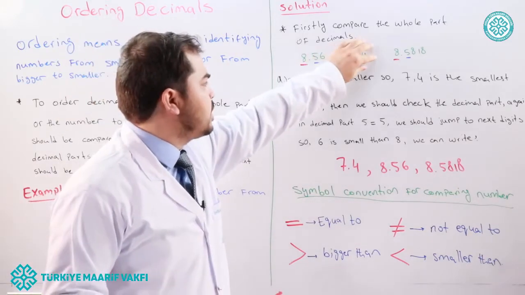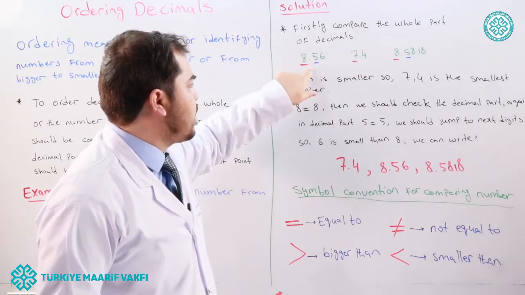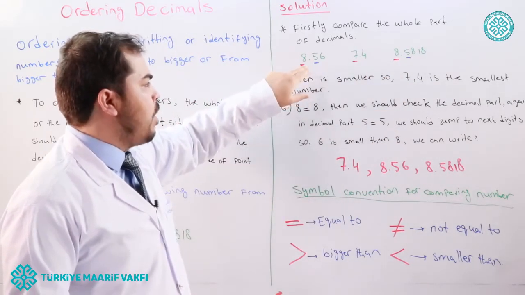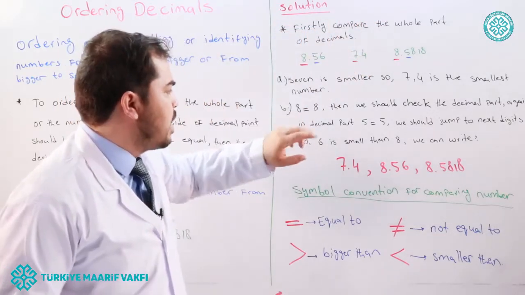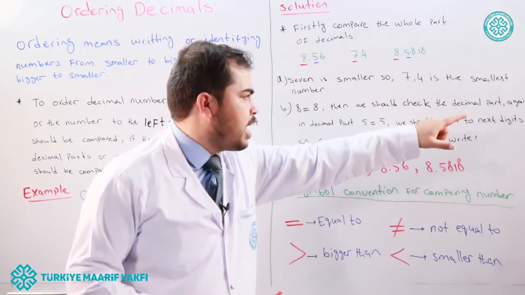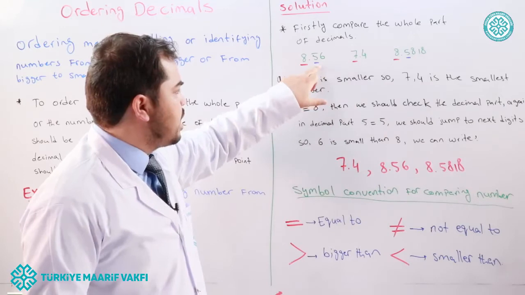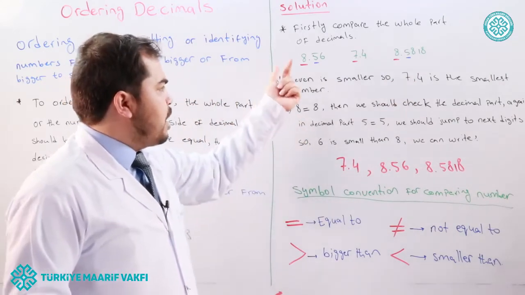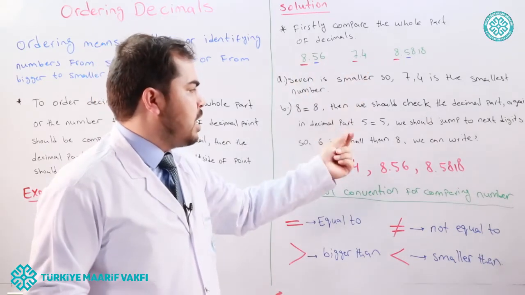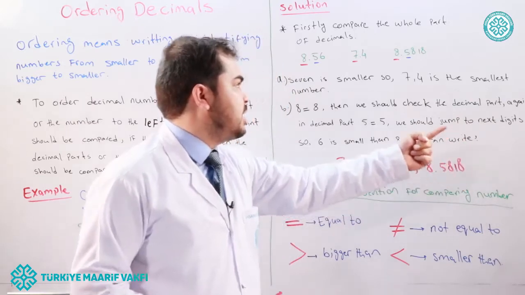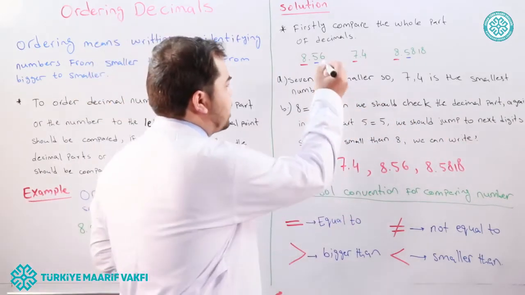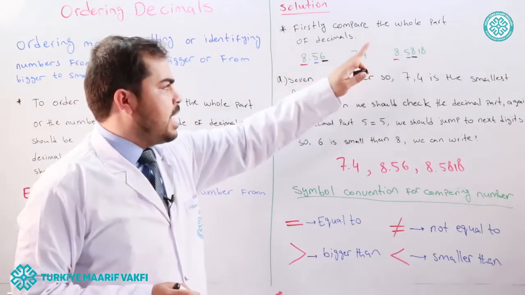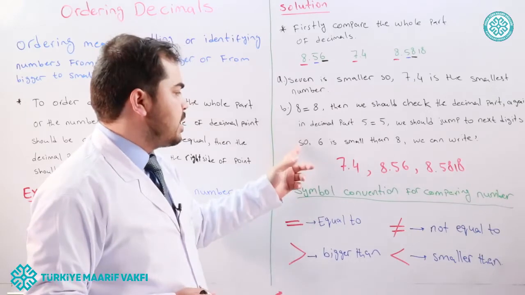Now we set this number aside, so 2 numbers are remaining, 8.56 and 8.5818. Again we come to the whole number. Here we have 8, and again we have 8. They are equal, 8 is equal to 8, so we check the decimal part. Again in the decimal part, underlined in blue color here and here, if we compare the first digits, 5 here and 5 there, they are also equal. So we jump to the next digits. Here we have 6, and here we have 8. When we compare 6 and 8, 8 is bigger, or 6 is smaller.